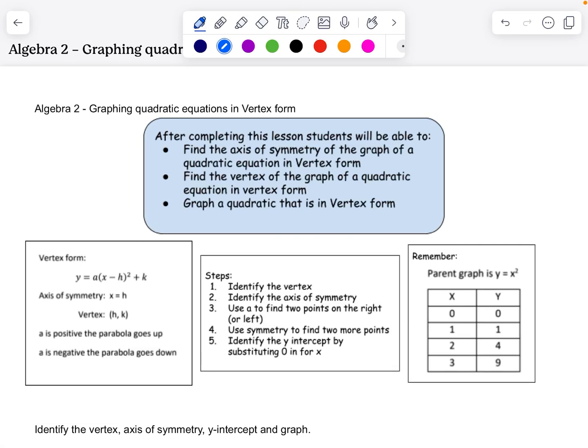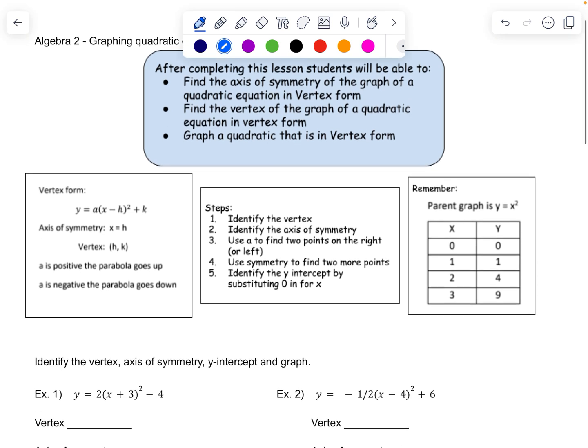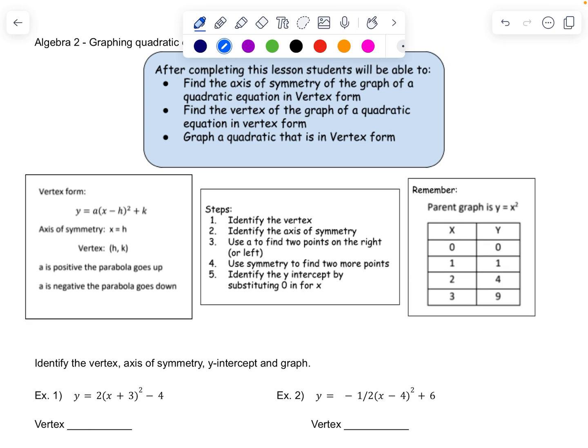Okay, today, after completing this lesson, we're going to know a lot more about the vertex form. We're going to be able to find the axis of symmetry, the vertex, and we're going to be able to graph a quadratic that's in vertex form. So here is your vertex form.